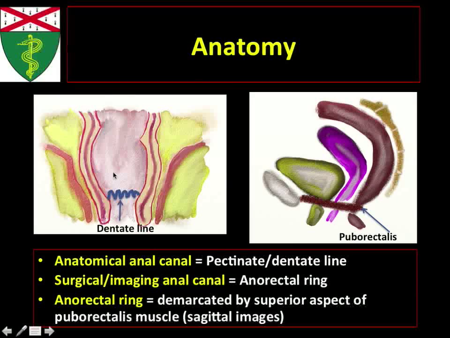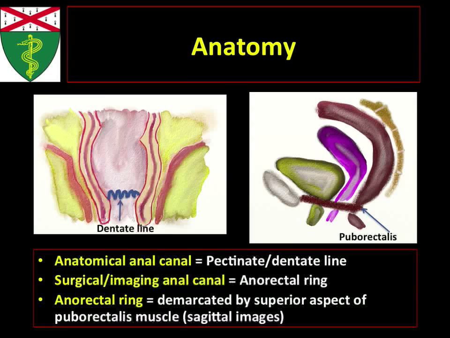There's no line per se, and it's certainly not colored in blue, but there's an area where this transition takes place. There's a whole bunch of glands in that location. That becomes important when we talk about perianal fistulas. Now that's from an anatomic perspective. From a surgical perspective, from an imaging perspective, we define it a little bit differently.